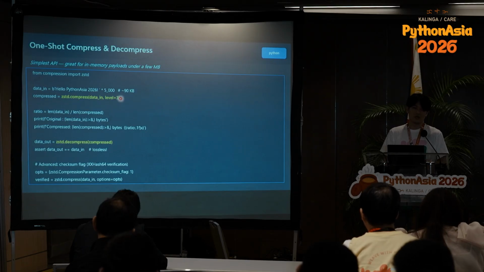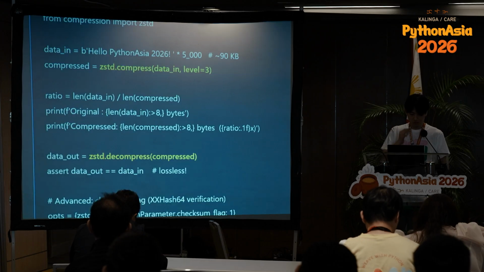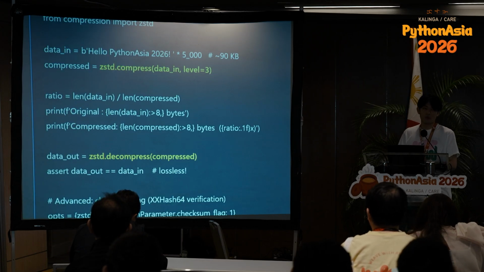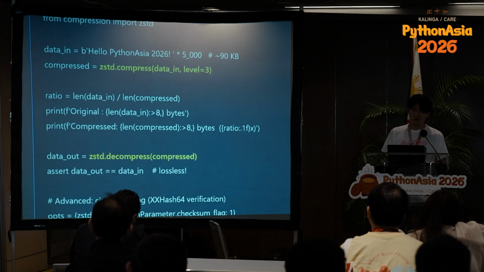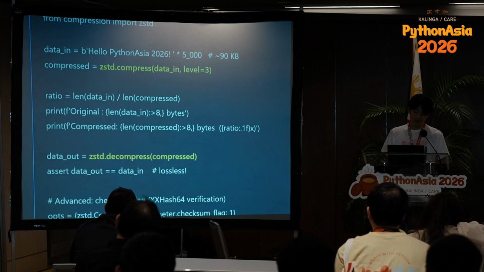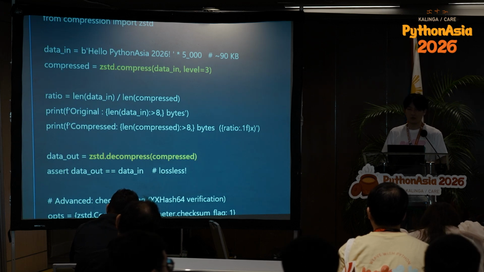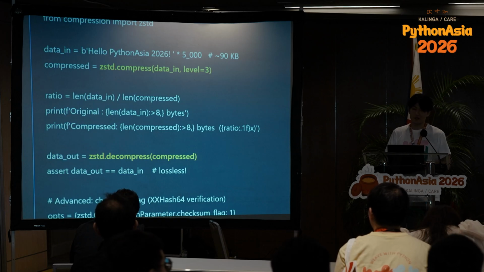Okay, let's move to the actual example code. This is the simplest way to use Zstandard. You can compress and decompress your data in one shot, which is ideal for in-memory data under megabytes. So you can see all you have to do is use the compress or decompress method like this code. The API is very similar to the other compression modules.